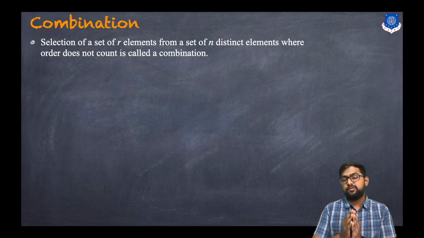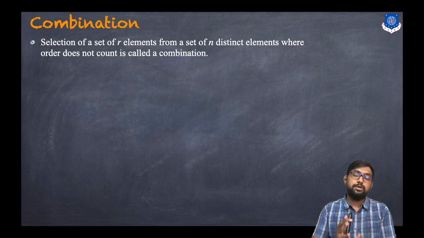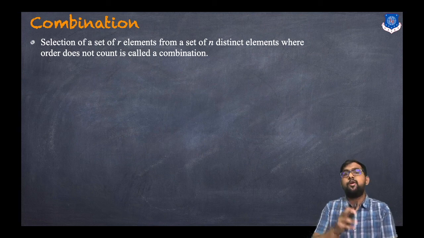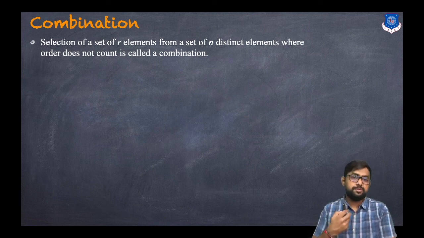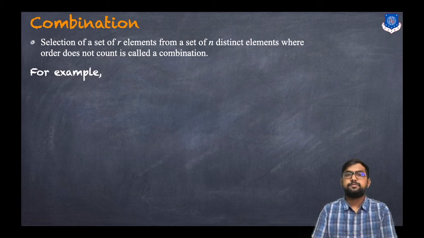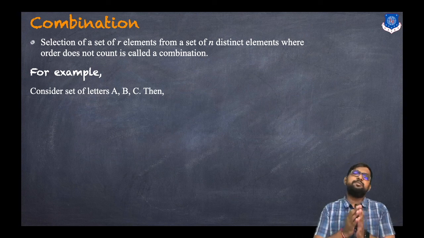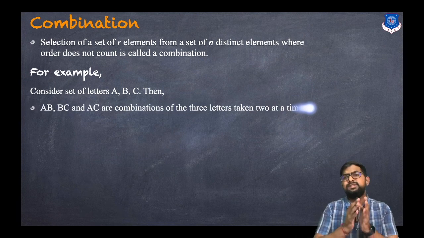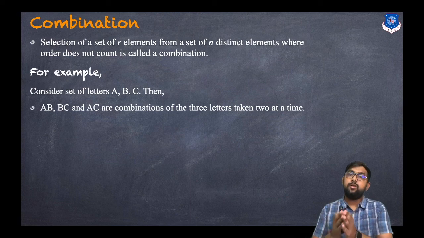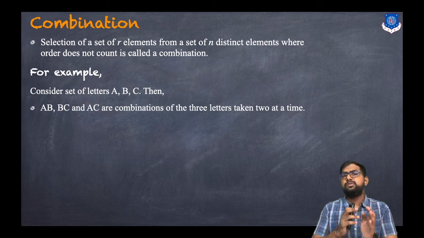Selection of a set of r elements from a set of n distinct elements, where order does not count, is called a combination. Permutation is an arrangement, and combination is a selection, where order does not count. For example, consider a set of letters A, B, C. Then AB, BC and AC are combinations of the three letters taken two at a time. So here it is a selection.